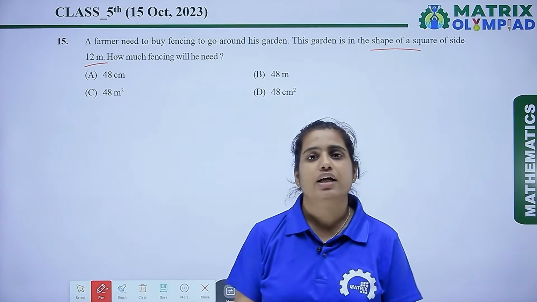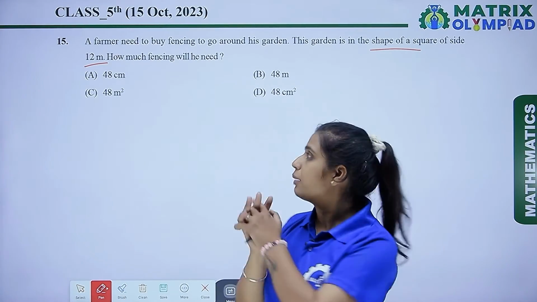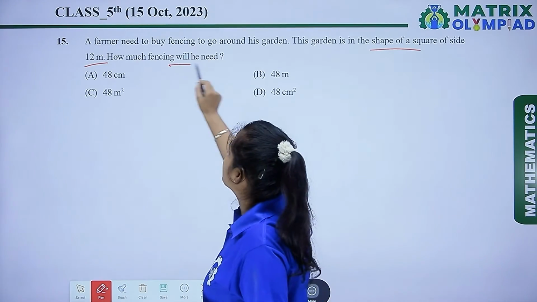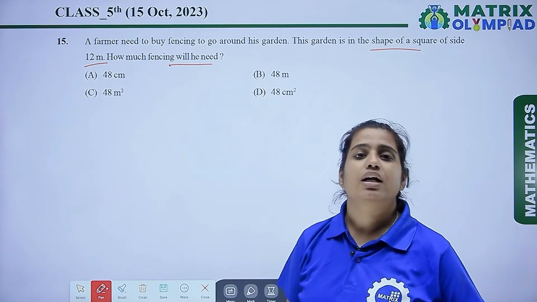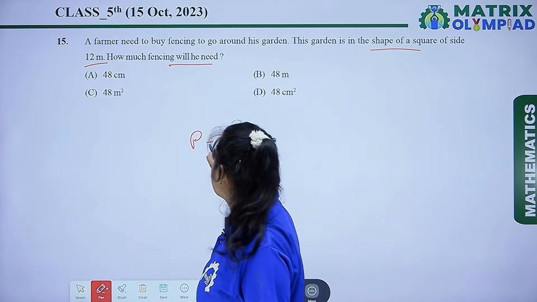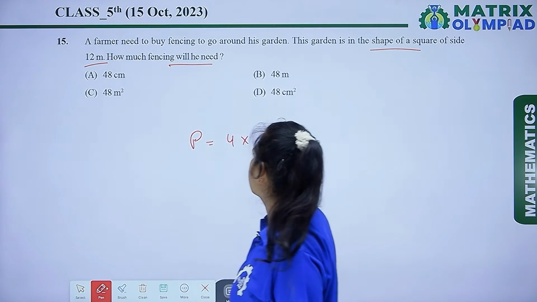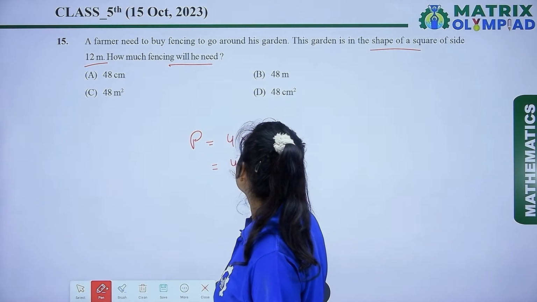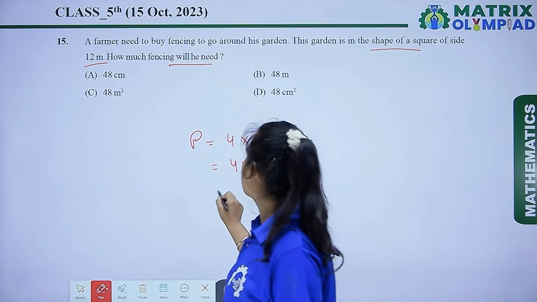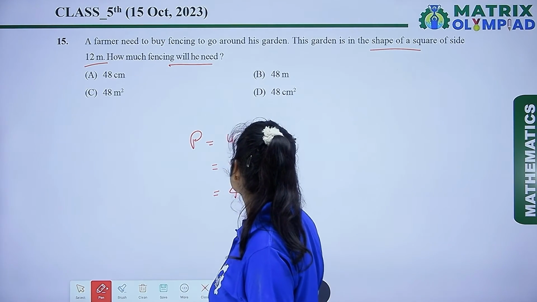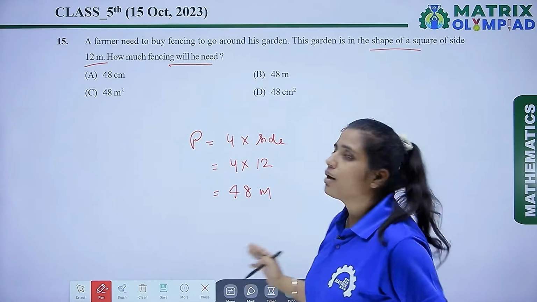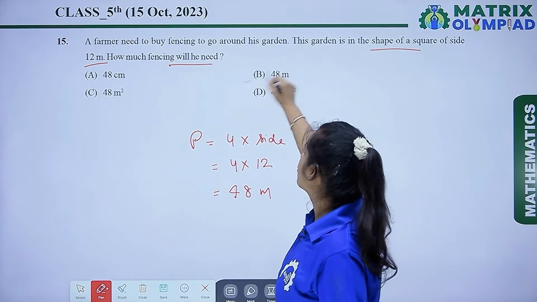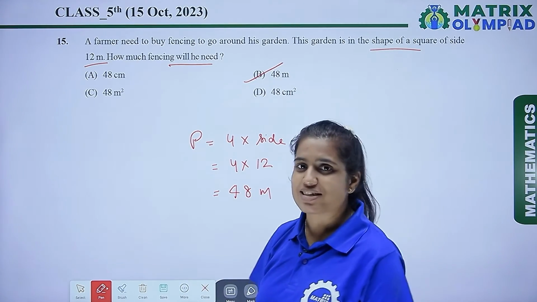So you have a garden, the shape of the garden is given, that is square. You are given the side of the square, that is 12 meter. And now you have to do the fencing. So to do fencing we have to find the perimeter. And what is the perimeter of a square? That is 4 multiplied by side. So here let's put the value 4 multiplied by 12, which gives us 48 meter. So here the perimeter of the square garden is 48 meter. So here option B is the correct answer.